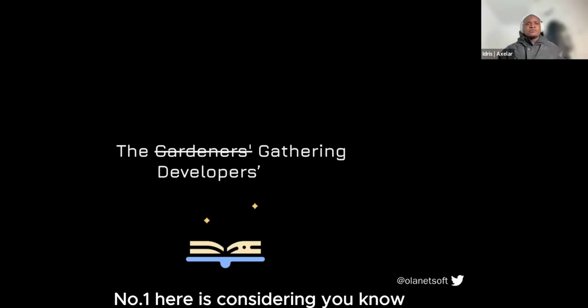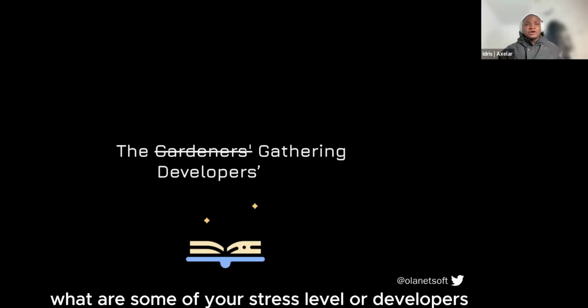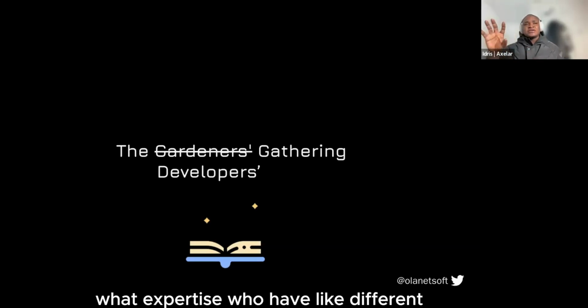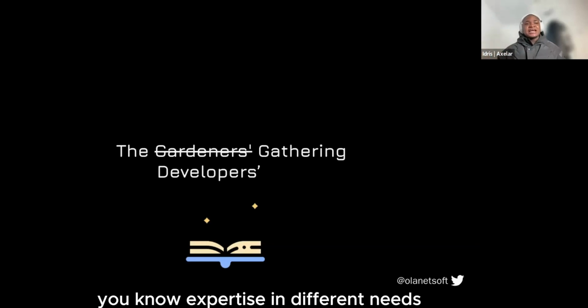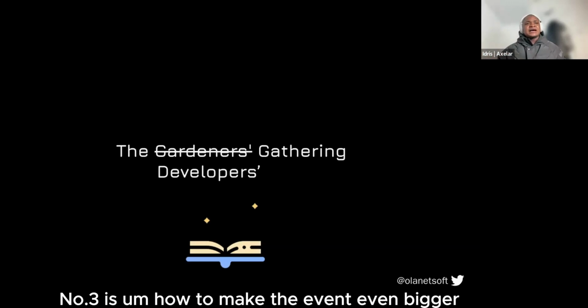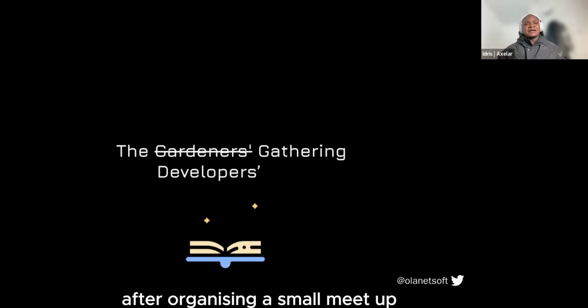Number one here is considering what the experience levels of the developers are. Number two is what expertise, who has different expertise in different niches that you want to bring together. Number three is how to make the event even bigger after organizing a small meetup in your local environment, how to include other communities, and then organize that same event on a bigger scale.